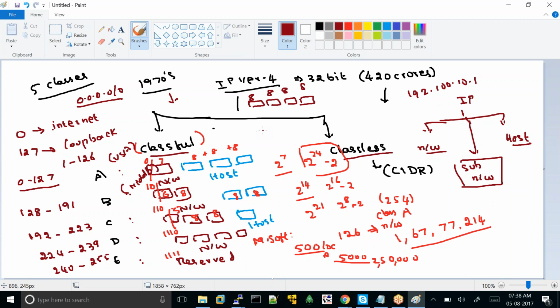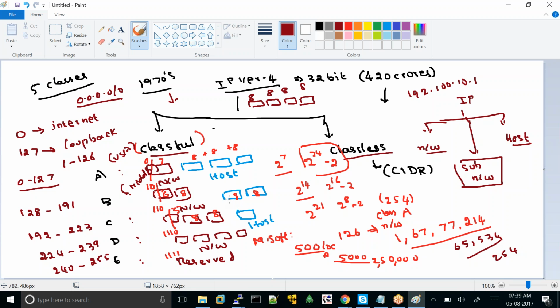A company with thousands of computers can use this class B. How many computers can we have in a class B? If it is a class B, then the maximum number of computers that we can have is 65,534. That is the maximum number of computers that we can have in a class B. In class C, 254 is the maximum number of computers that you can have.